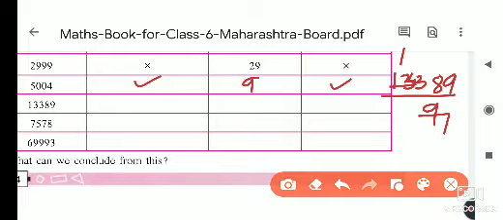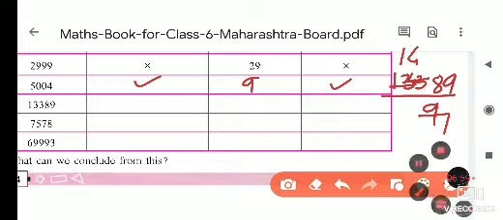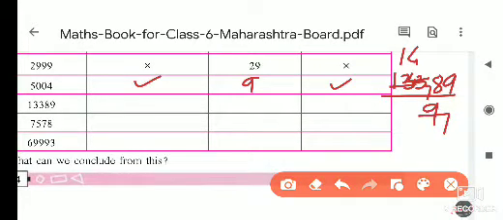So here 9 4s are 36 because 9 5s are 45, it is greater than 43. So 9 4s are 36. Then 43 minus 36, how much is there? Now here remains 7. Okay, now 9 inside 78 is not there, but which number is smaller than 78? The number is 72. 9 8s are 72.